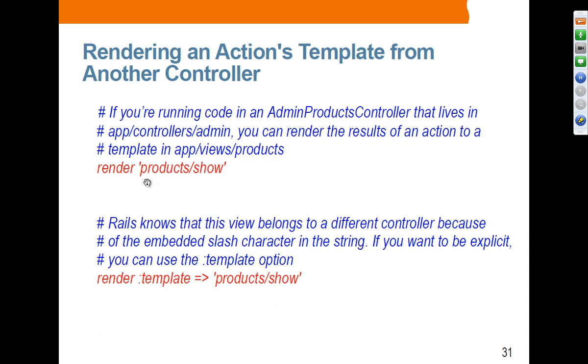Suppose you are running code in the admin products controller. In that case, it's going to use the views under app/views/admin/products as a default. However, if you want to use a products show template, then you can also specify the complete path. So this is the name of the controller that you want to use, and this is the view under that controller. So this is the same thing as this. This is a shorthand version of it.